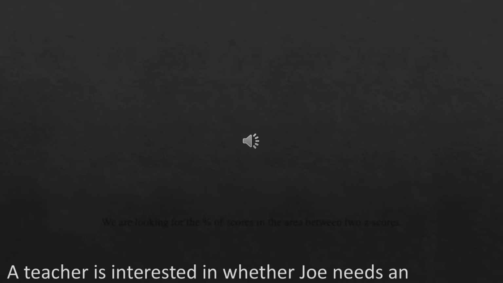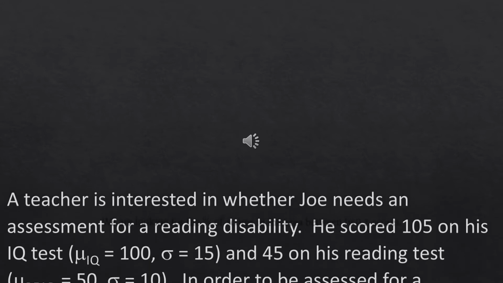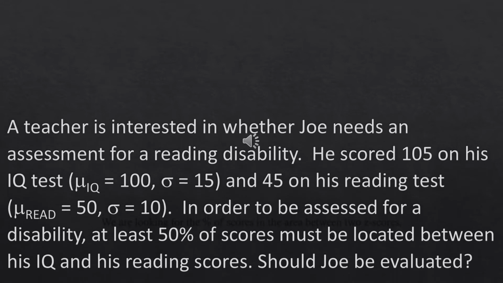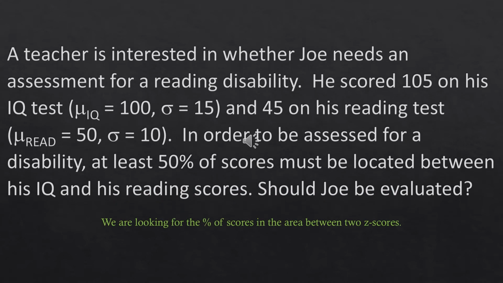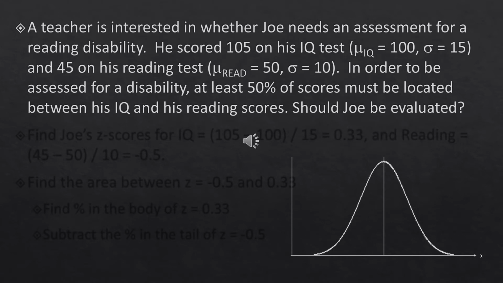Read this, pause the slide, and try to work it yourself. So we need to know the percentage of scores that are in between Joe's IQ test and his reading test. And if 50% of scores are in between those two test scores, then the teacher's going to send Joe to be evaluated for a reading disability.